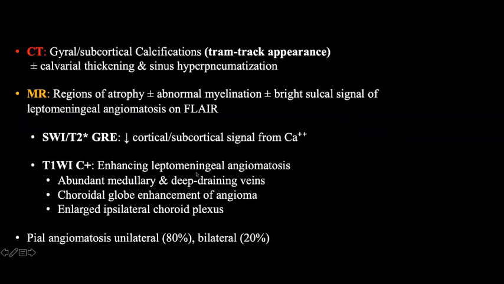And in addition to enhancement of the leptomeninges, you can see enhancement within the choroid of the orbit. There will be enhancement of angiomas and enlargement or enhancement of the ipsilateral choroid plexus. So the same side where there is the atrophy and the leptomeningeal enhancement, it can have an associated enlarged choroid plexus, again because of all the change in the venous system. The pial angiomatosis is usually unilateral in 80%, but can be bilateral in 20%.